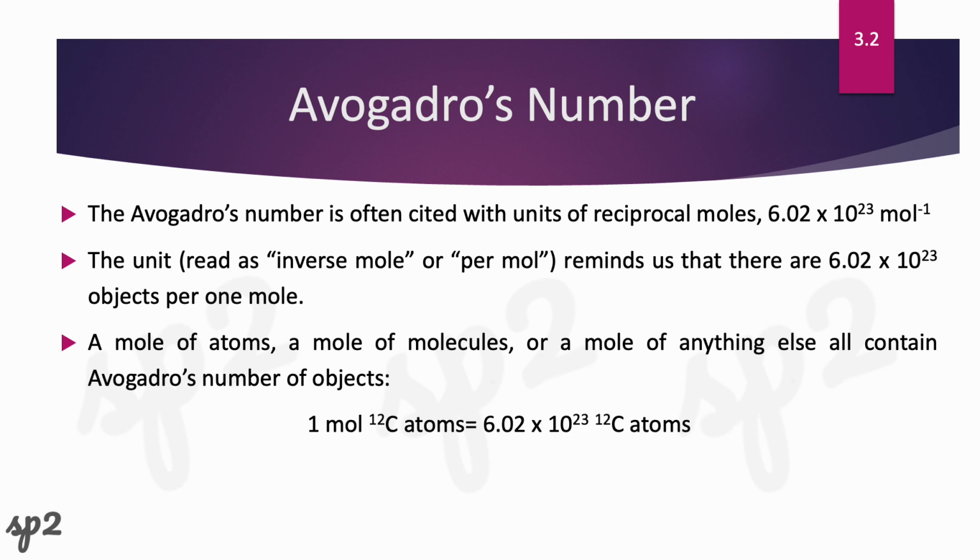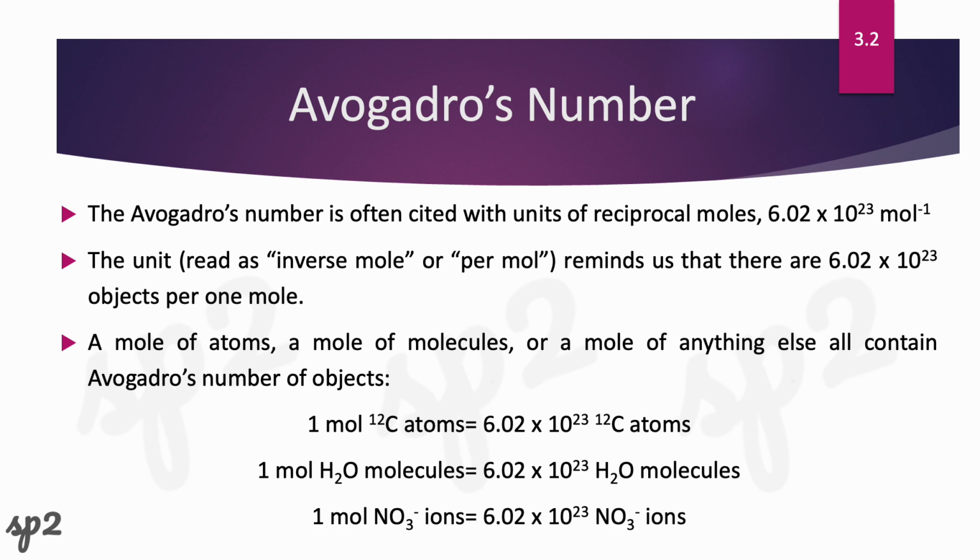So for example, if I have 1 mole of carbon-12 atoms, that will be 6.02 times 10 to the 23 carbon-12 atoms. If I have 1 mole of water molecules, that would give me the exact same number, so 6.02 times 10 to the 23 molecules of water. If I have 1 mole of nitrate ions, I'm going to have 6.02 times 10 to the 23 ions of nitrate.